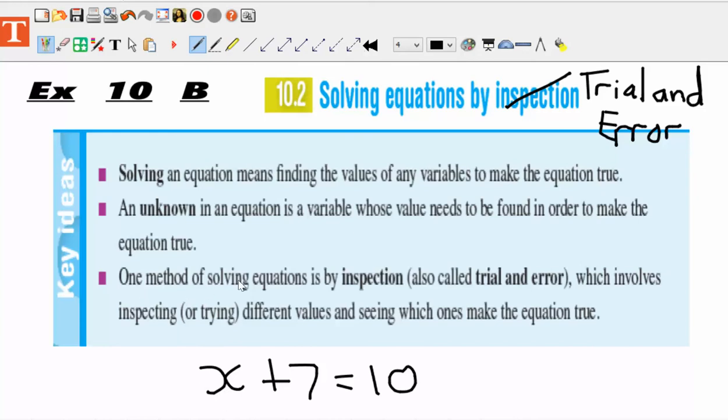One method of solving equations is by inspection. Remember, don't worry about inspection, it's called trial and error. Can't say don't worry about inspection, you'll probably get that word down the track. What inspection means is just basically trial and error. You put values in and see if you can work out the value that makes the equation true. So it's just trying different values. Let's get straight into some examples.